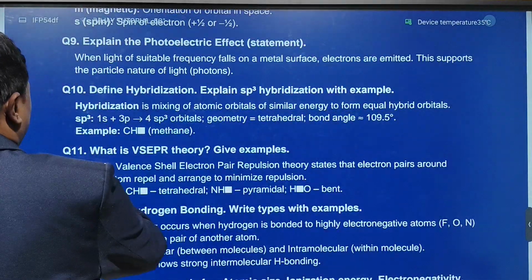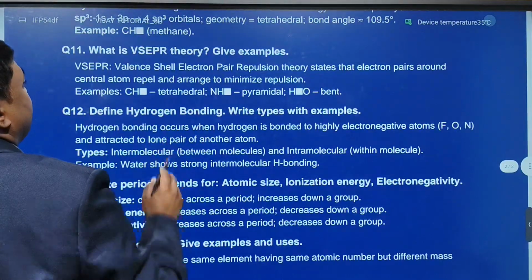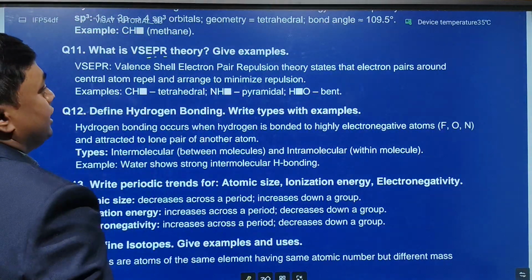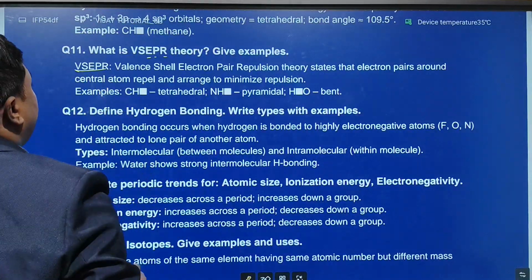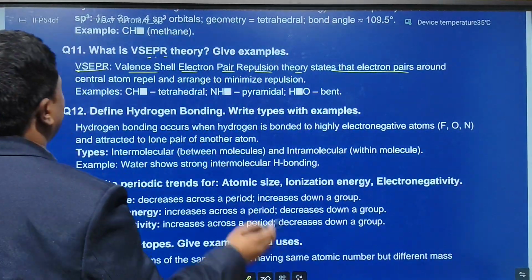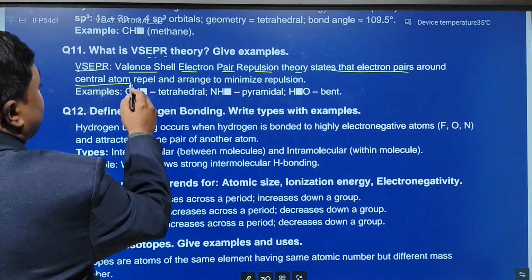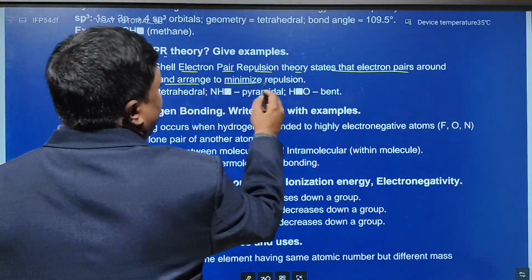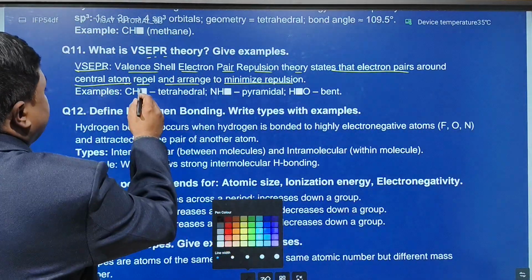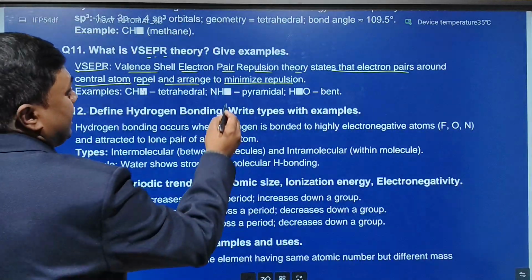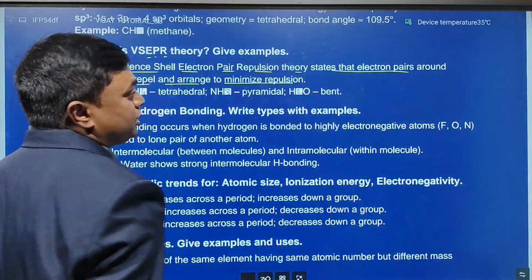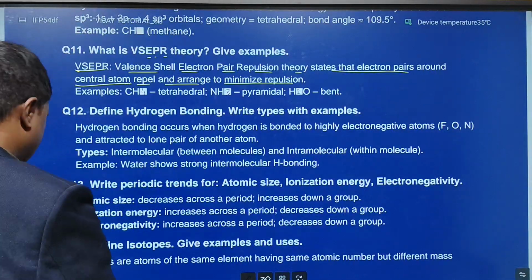Next, VSEPR. What is that? Valence shell electron pair repulsion theory. Give an example. VSEPR, that is valence shell electron pair repulsion theory, states that electron pairs around the central atom repel and arrange to minimize the repulsion. For example, when we talk about methane, the shape is tetrahedral. NH3 is pyramidal. H2O is a bent structure. Yes or no? Next question.